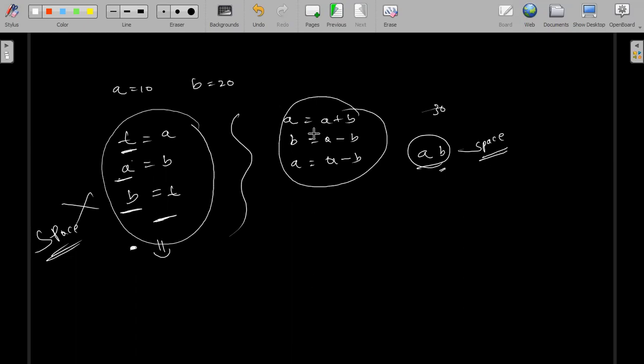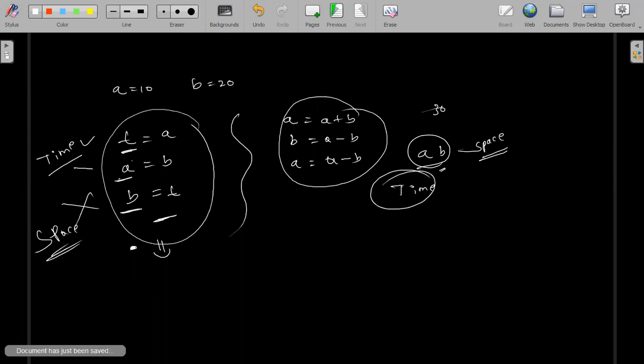Okay, and one more important thing I am going to tell you here, time. In terms of time, this is okay, it is going to execute faster. But here, when it comes to time, really bad, because a is going to update so many times, b is going to update so many times. So that is a problem here. So in terms of space this is bad, in terms of time it's good.